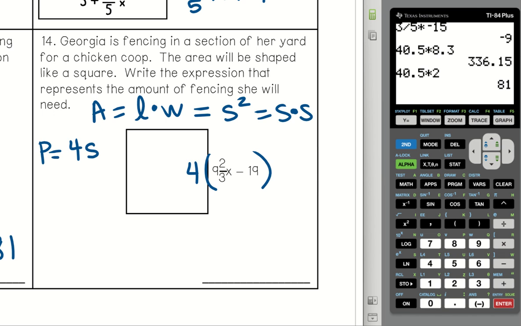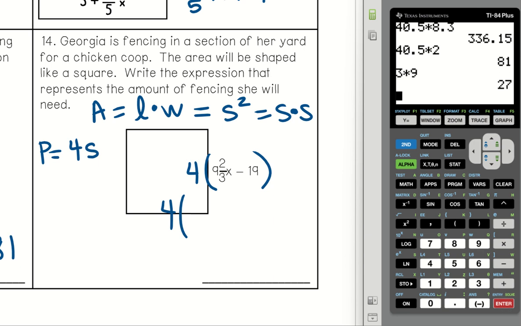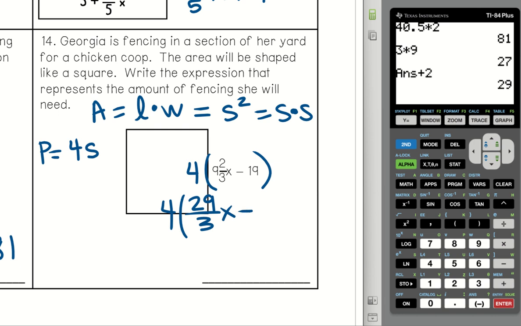So remember, I don't like these mixed numbers. We're going to change that to an improper fraction first. So I'm going to keep my 4. We're going to need to do 3 times 9, and then we're going to add the 2 on the top. So that's 29 over 3, x minus 19. So most of the time we don't even see mixed numbers in our algebra worksheets, but occasionally they throw them in. So make sure you change those to an improper fraction.